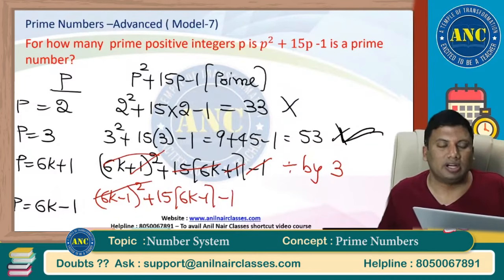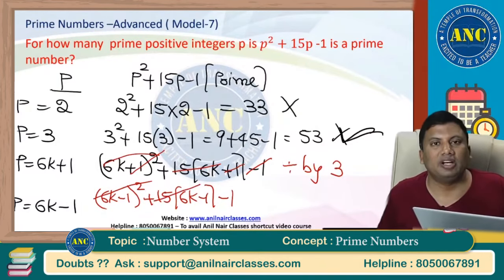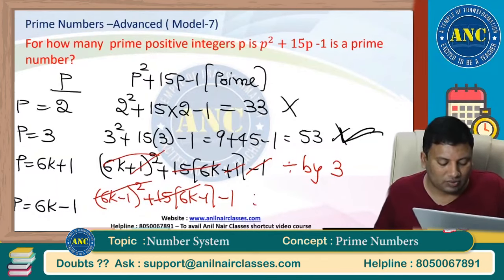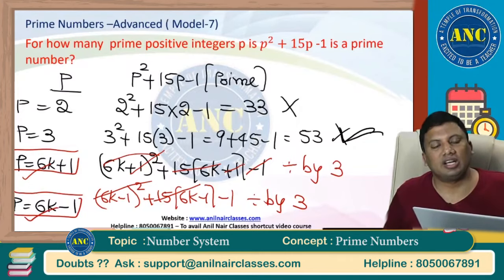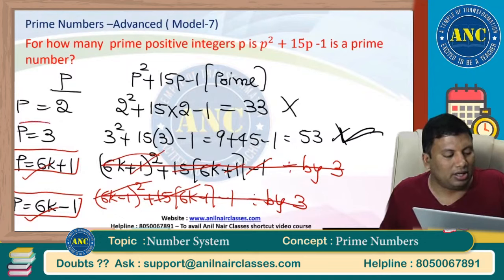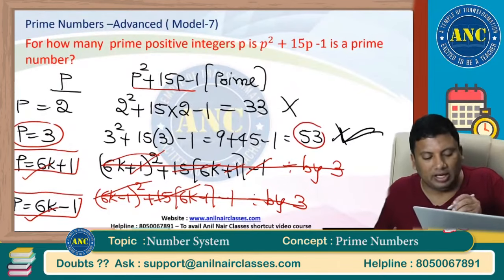6k whole square is divisible by 3. 2 into 6k is divisible by 3. 15 into 6k is divisible by 3. 15 is divisible by 3. Plus 1 minus 1. The answer is divisible by 3. Any prime number greater than 3 is of the form 6k plus 1 or 6k minus 1. Both result in the right hand side being divisible by 3. So this cannot be. The value of p which makes this quadratic expression a prime number is nothing but p equivalent to 3.